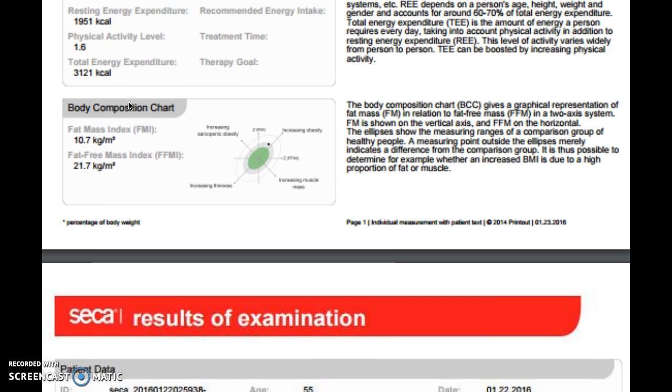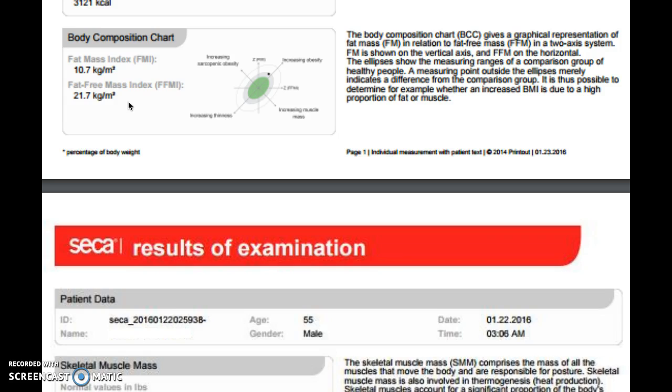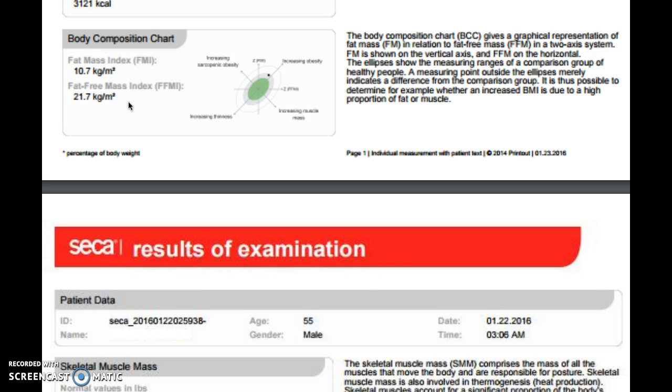The next category down is the body composition chart. On the screen, it's a little bit difficult to see, but you have your results in front of you, and you'll notice there are 4 different quadrants. In the upper left-hand corner, it's increasing sarcopenic obesity. What that means is body fat percentage is going up, and at the same time, skeletal muscle mass is going down. So it's an inverse relationship.